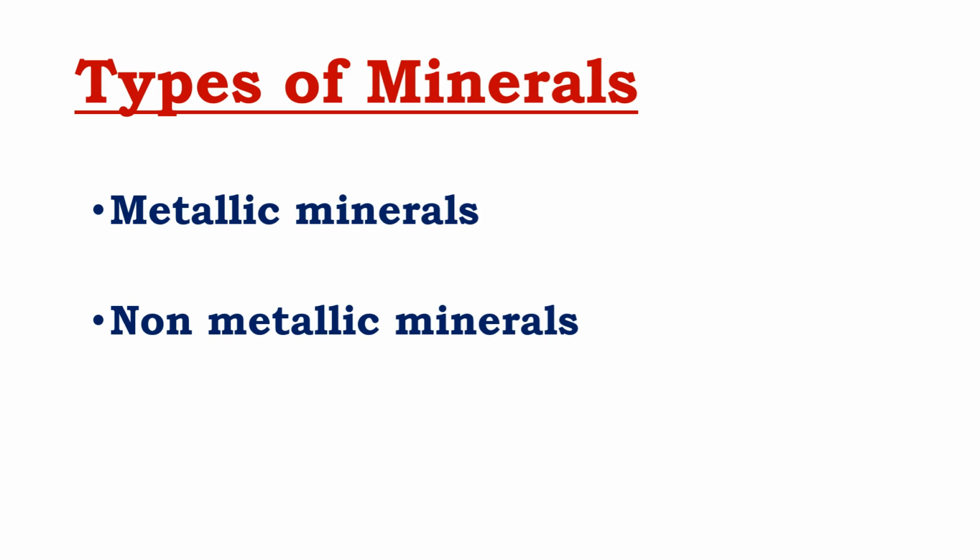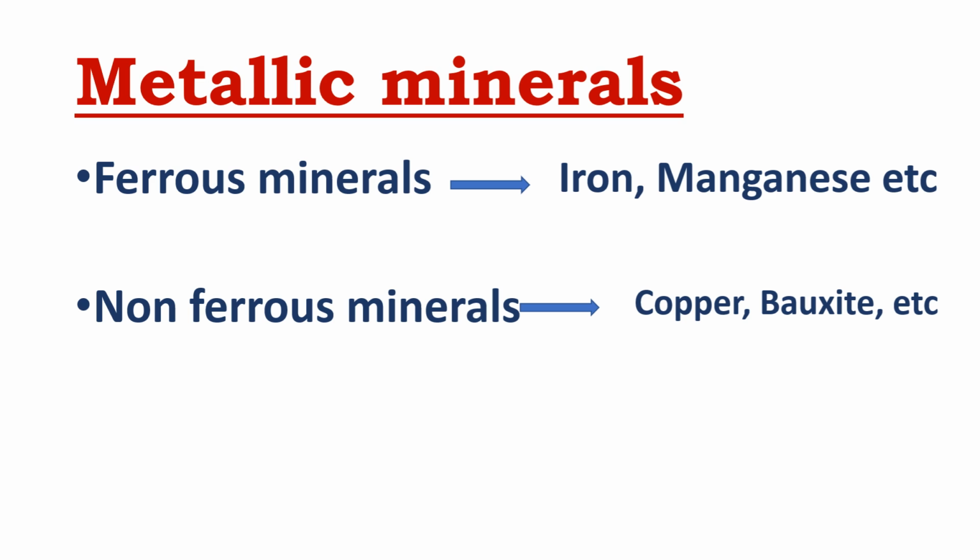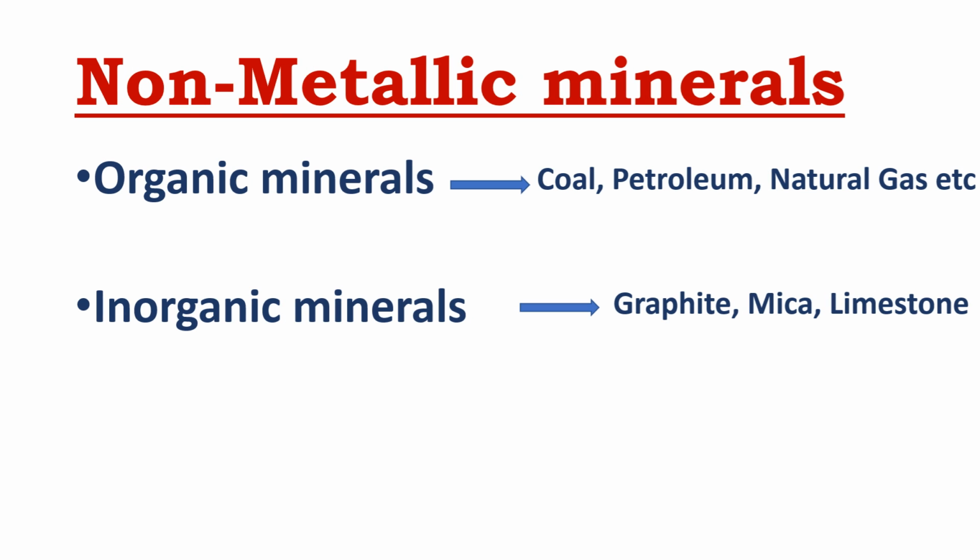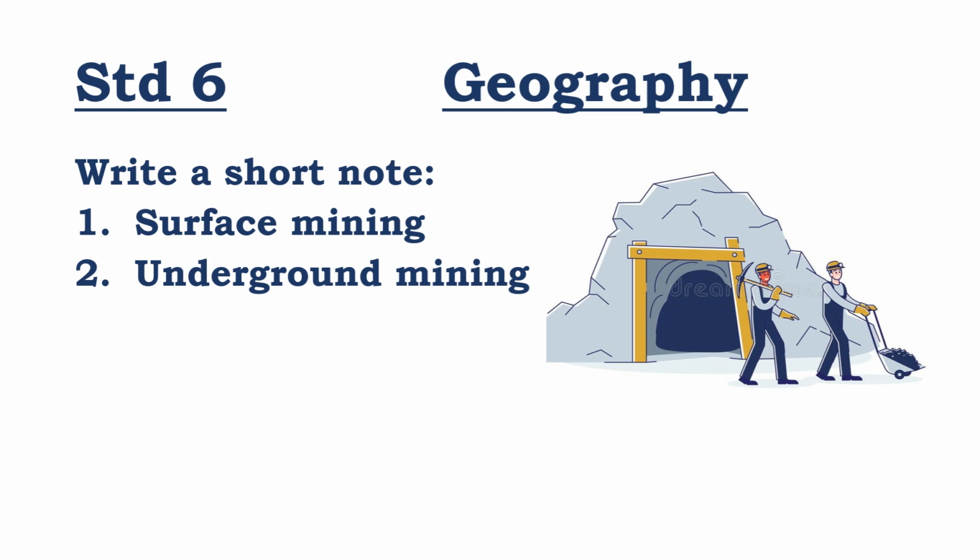After that, we discussed that there are two types of minerals: metallic minerals and non-metallic minerals. Then we discussed that metallic minerals are again subdivided into ferrous minerals, whose examples are iron, manganese, etc., and non-ferrous minerals, whose examples are copper, bauxite, etc. Non-metallic minerals are again subdivided into two parts: organic minerals and inorganic minerals. Organic minerals are like coal, petroleum, natural gas, etc. Inorganic minerals are graphite, mica, limestone, etc. This was the assignment which I gave you in the previous video.